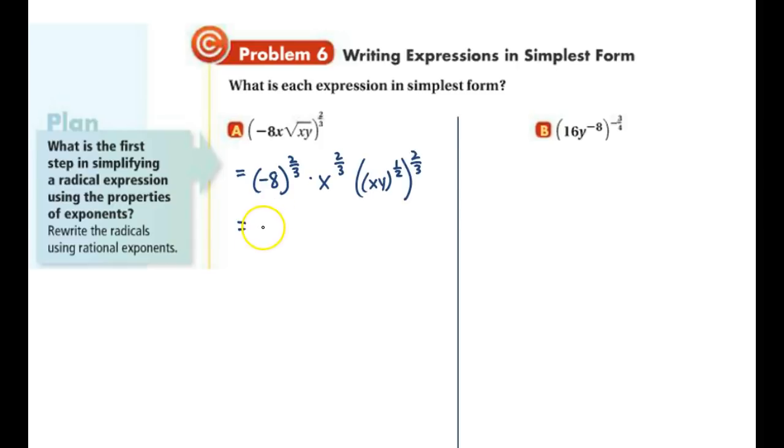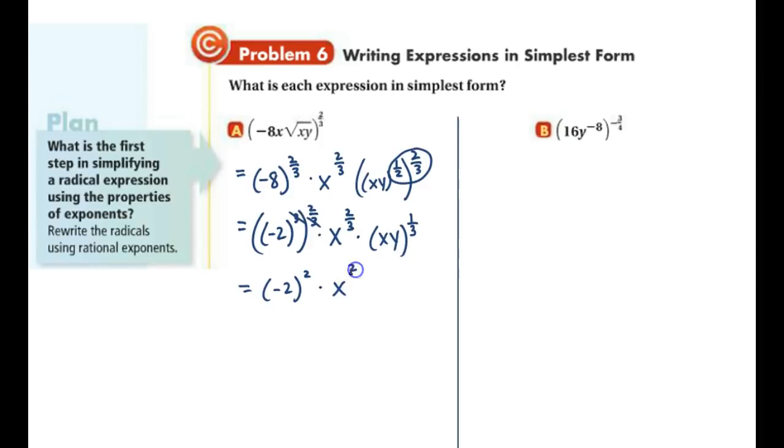I can rewrite negative 8 as negative 2 to the 3rd power and raise that to the 2/3 power. Drop down x to the 2/3. And then now I'm going to be multiplying these exponents because I'm raising one power to another power. So that means I get xy to the 1/3 power. Simplifying this further, the first term, the 3 and the 2/3 are being multiplied. When you multiply, those 3's are canceling because there's one on top, one on bottom. So I just get negative 2 to the 2nd. Drop down the x to the 2/3. And the last term, I'm going to be sharing the 1/3 with the x and the y. So x to the 1/3, y to the 1/3.